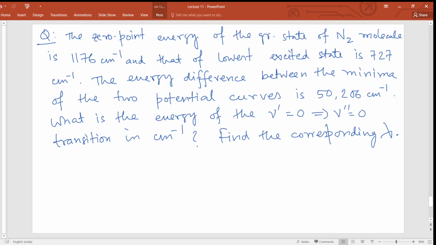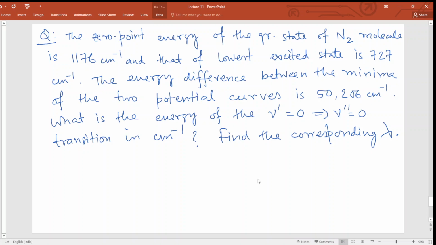So here is a problem. Maybe you can actually try to solve it. The question says that the zero point energy of the ground state of N2 molecule, that is nitrogen molecule, is 1176 centimeter inverse, and that of the lowest excited state is 727 centimeter inverse.